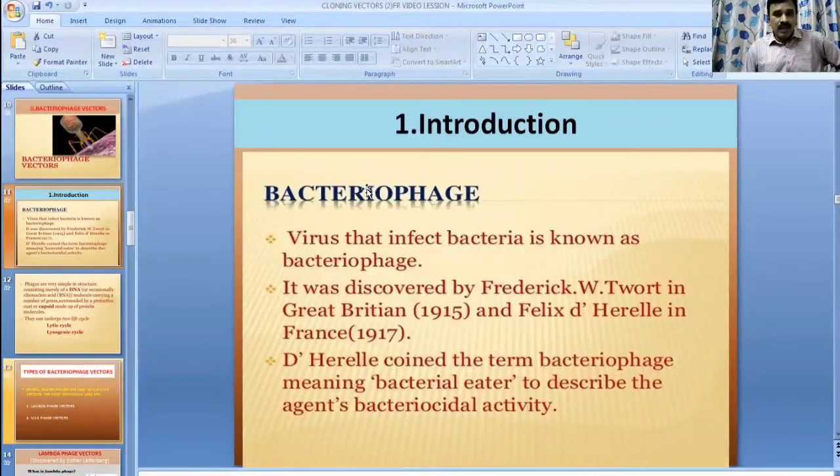and d'Herelle in France in 1970. D'Herelle coined the term bacteriophage, meaning bacterial eater, to describe the agent's bactericidal activity. That means this virus can eat the bacteria. It infects the bacteria, so definitely it can take something from the bacteria. That's why it is a bacterial eater as far as d'Herelle is concerned.